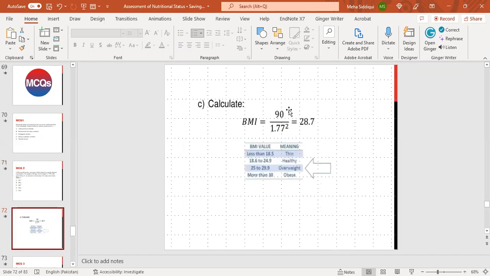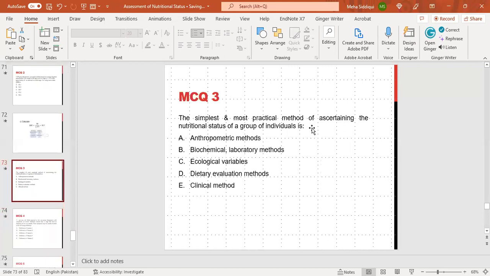In this, we take weight in kg over height in meters. We take its square, and the answer we get is 28.7. That is, she is overweight.